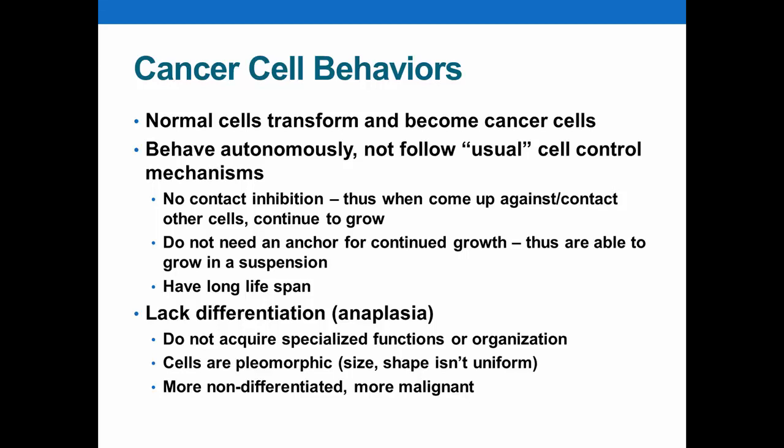The size and the shape isn't uniform, so that means they're pleomorphic. That means different sizes, different shapes. Normal cells within a defined tissue type all tend to have the same size and shape. Cancer cells don't do that. They all look very different. The more non-differentiated the cells are, the more malignant they are.